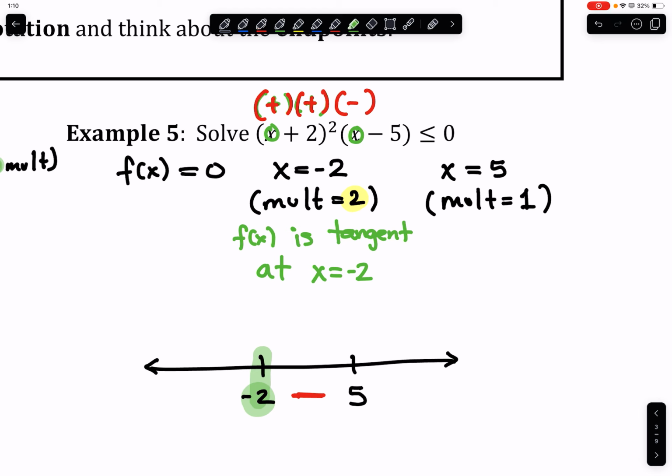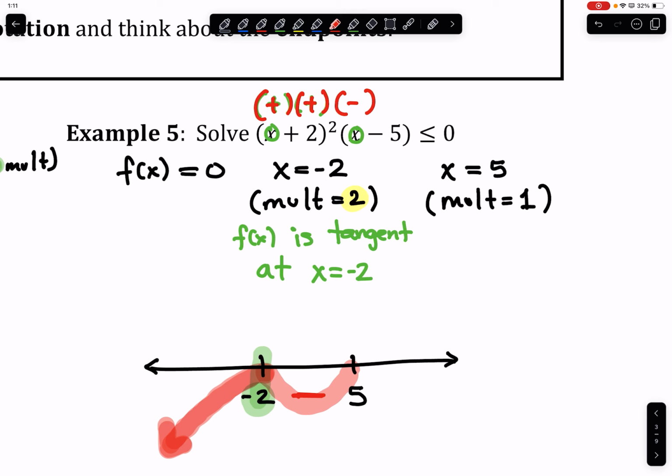So our graph will be down here. This portion of the graph is going to be down here. Okay? Now again, because it's tangent at negative 2, remember, that means that it's not going to cross. It's going to just simply turn around, it's going to bounce off. So we're still going to be below the x-axis even before negative 2. So between negative 2 and 5, we're below the x-axis, and before negative 2, we're still going to be below the x-axis in order to be tangent at negative 2.